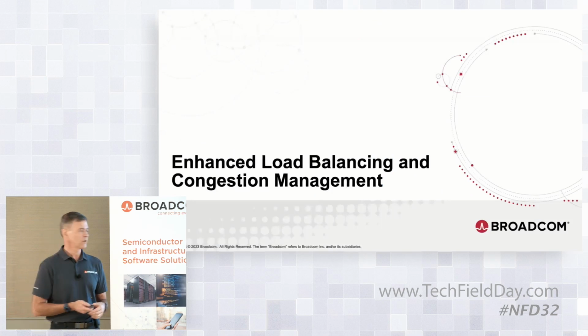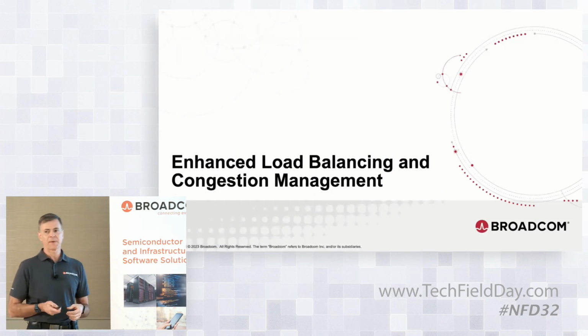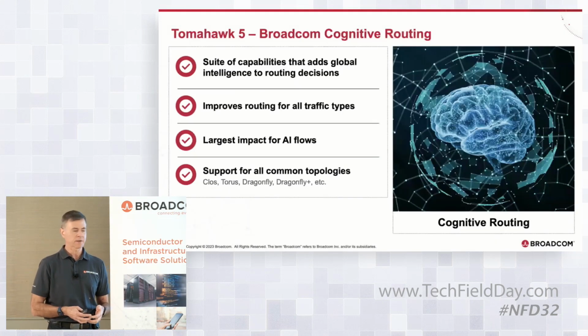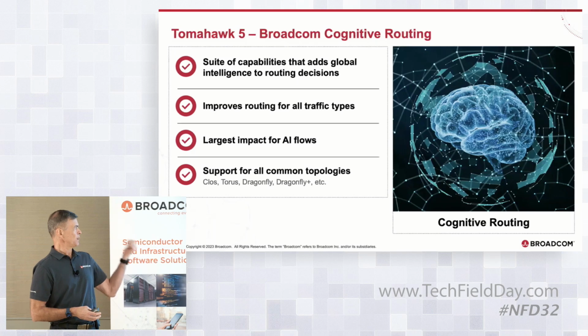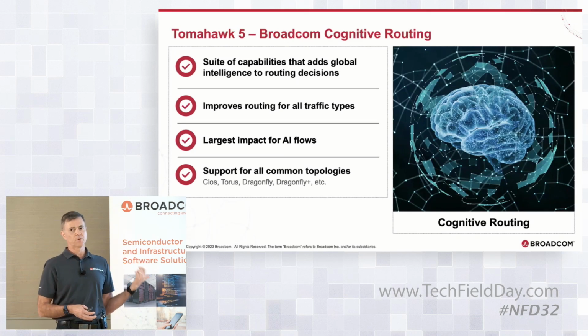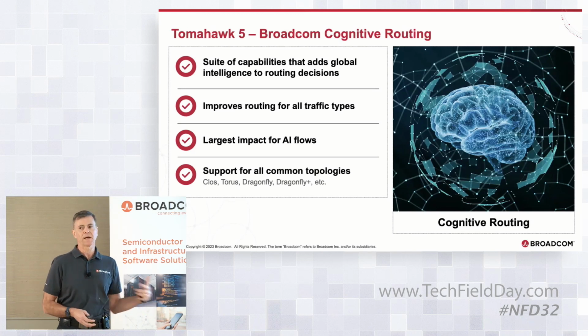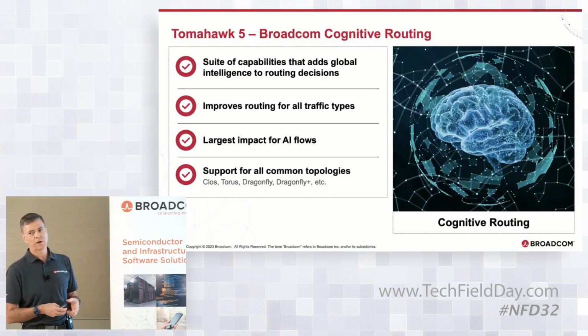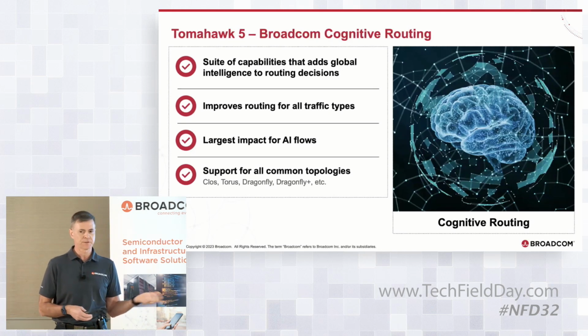Okay, so getting into the load balancing, congestion management. Again, what we need to do to support this end-to-end endpoint scheduled fabric. So we have a suite of capabilities we call cognitive routing. This will improve the routing for all traffic types, but is especially impactful for AI flows. We do support with this cognitive routing suite all common topologies.